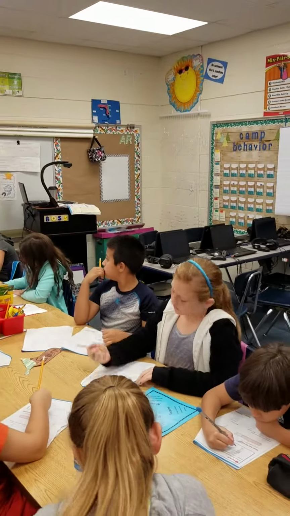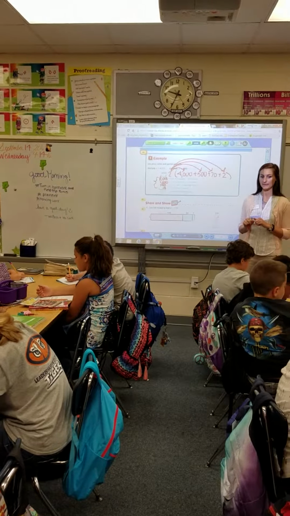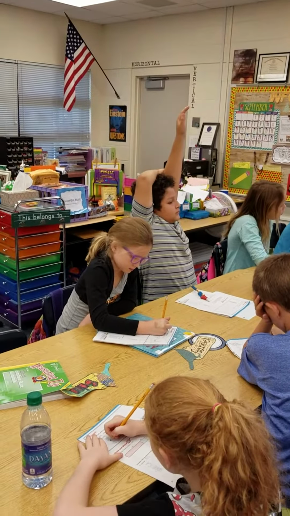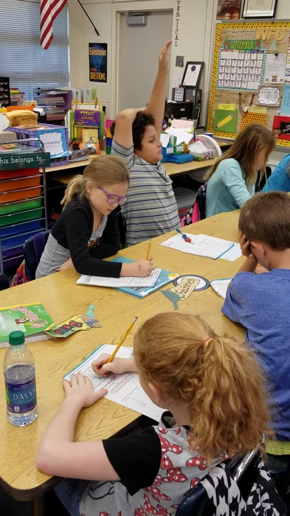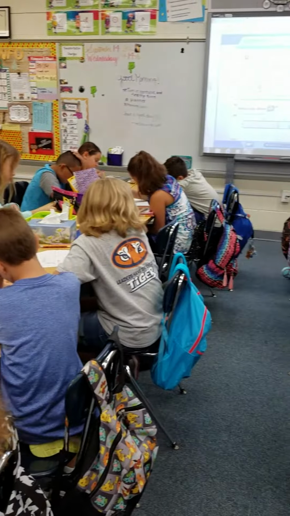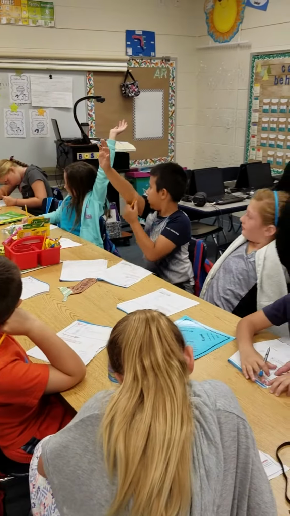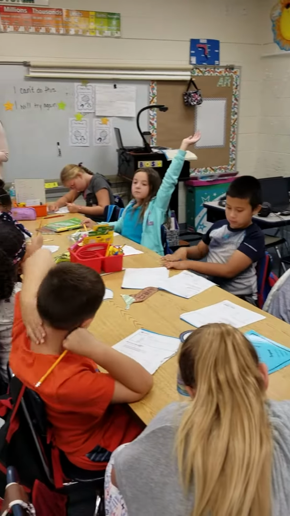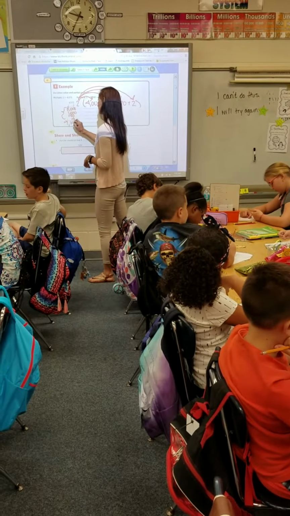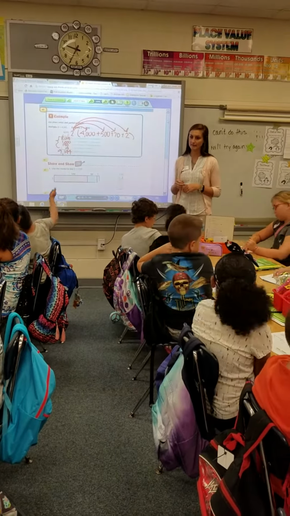Now we're going to add, these are our partial products. So we're going to add them together. Go ahead and do that, and when you have the answer, raise your hand. Isabella, what's the answer? 9,144. Good job. Remember, in math, you have to keep your numbers straight. Did everybody else get that answer? Give me a thumbs up if you got that answer.